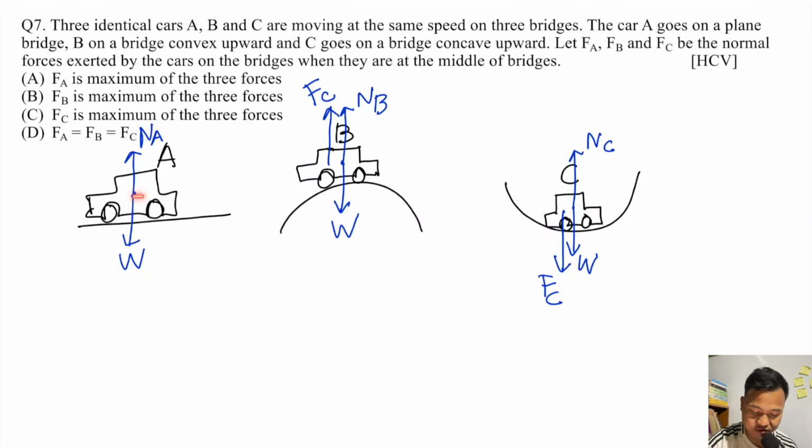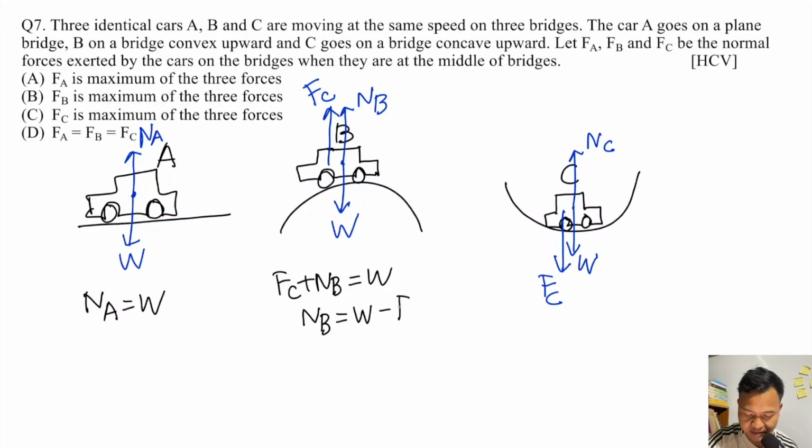Motion is along the x, so along the y the net force is 0. Velocity is along this side, so along the y net force is 0. That means NA is what? W. So FC plus NB should be equal to W, or I can say NB equals W minus FC.